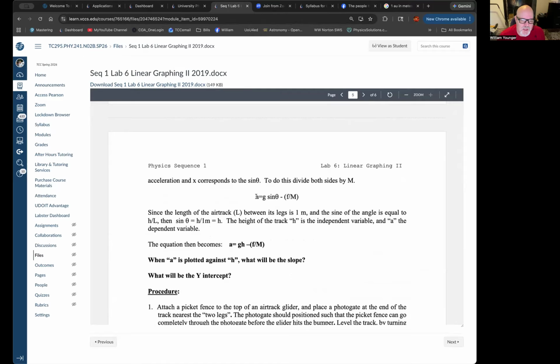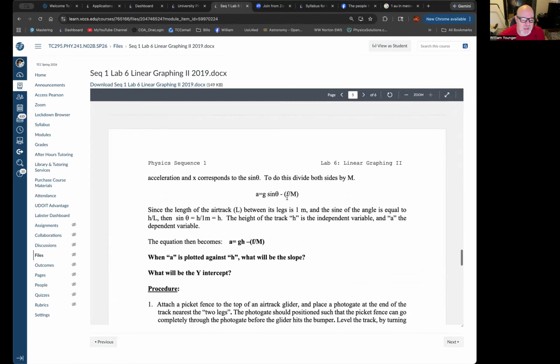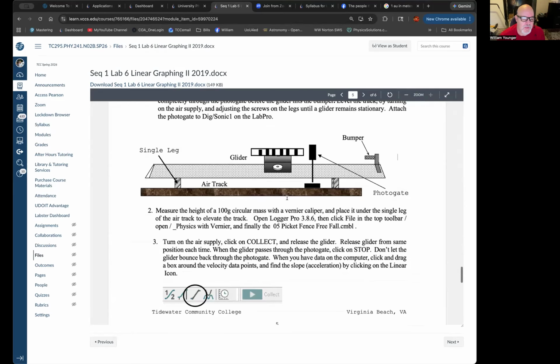So if you plot a on the vertical axis and then you plot sine theta on the horizontal axis, then the intercept will be the friction force divided by the mass, and you know the mass, so you can take that number and multiply it by the mass to get the actual friction force, and so on and so forth.